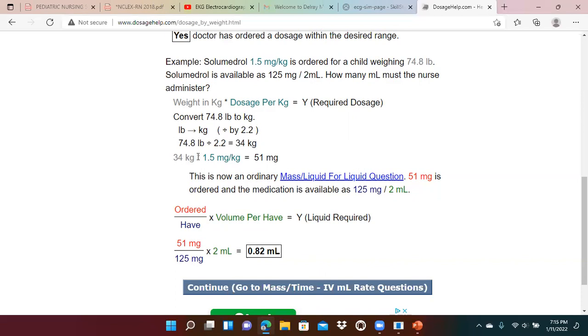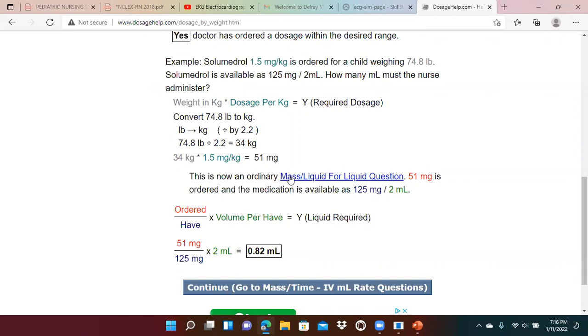So 34 kilogram times 1.5 milligram per kg, because this is the doctor's order, 1.5 milligram per kg body weight. So if my child is 34 kilogram, it means 34 multiplied by 1.5 is the total milligram, 51 milligram. So this is now ordered. We have to follow.